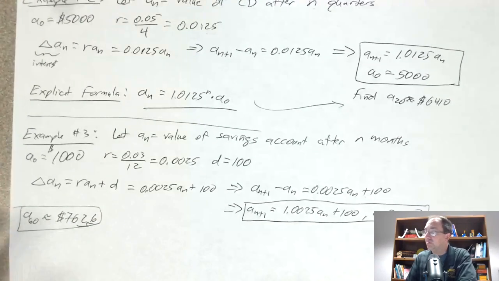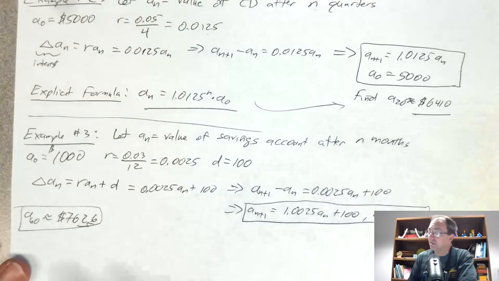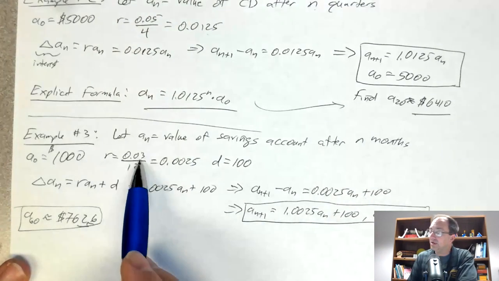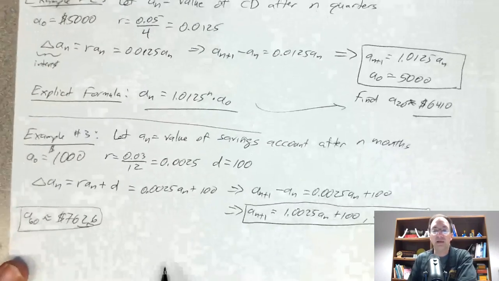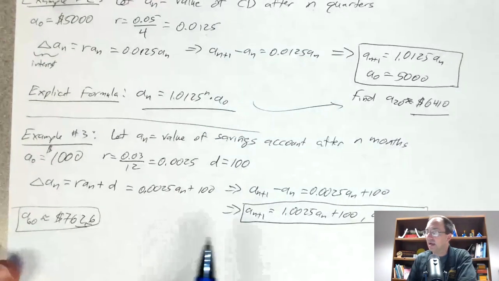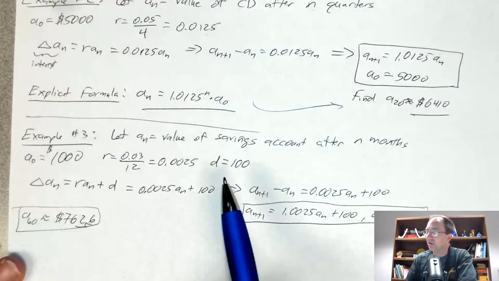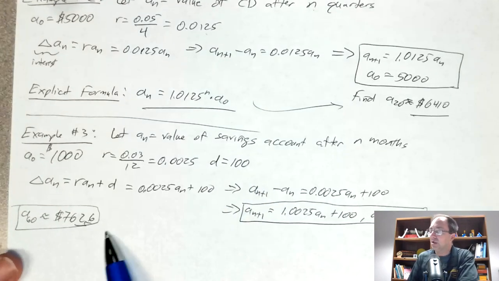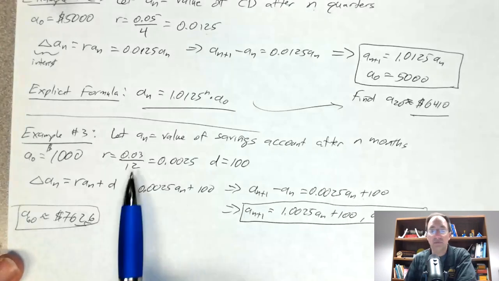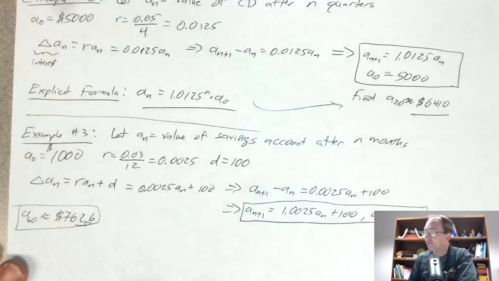Now, one thing to notice is that we had a lower interest rate and a lower starting value, and yet we still ended up with more money in the long term. So that's, first of all, the power of saving a little bit every month. So that makes a difference. And also that we still had some interest coming in.